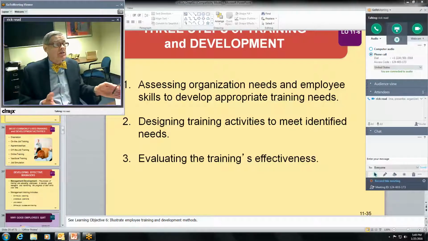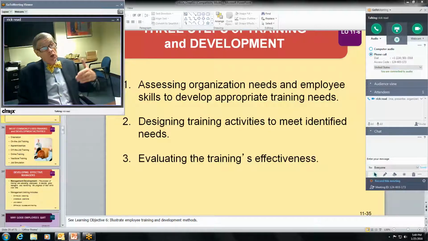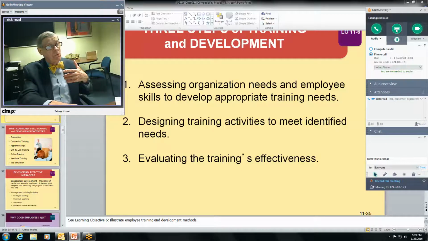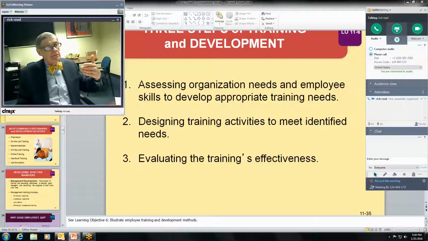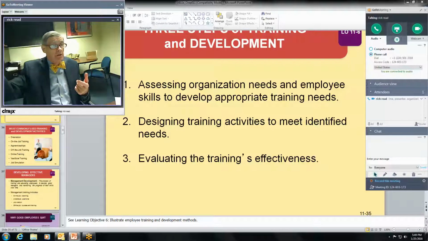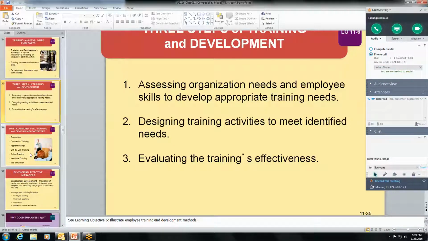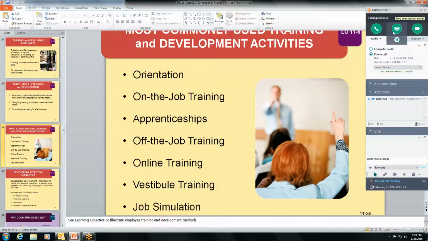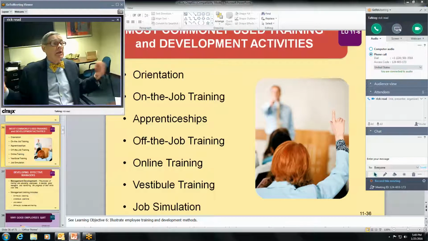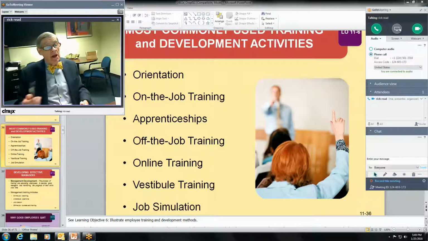We develop by assessing what the organization needs versus the skills that the employee has. I'm going to stay away from the word training because we're developing employees, not training them. We have development scenarios that meet the needs of the individual and are complementary with the needs of the organization. Then we come back and evaluate what we did and its effectiveness. These are the different types of development and training we do: orientation, OJT (on-the-job training), online training, vestibule training, job simulation, and of course apprenticeships as well.